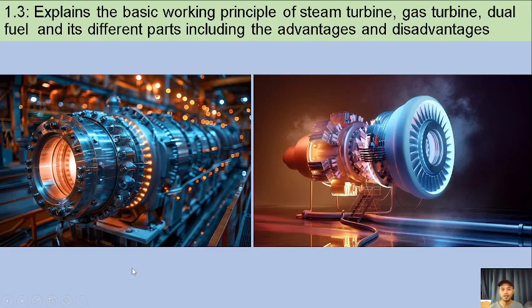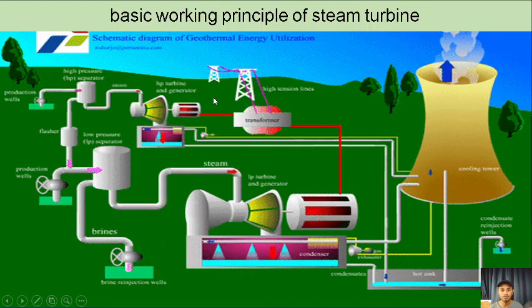Let's go with our third topic. We have explained the basic working principle of steam turbine, gas turbine, dual fuel, and its different parts, including the advantages and disadvantages. Okay, so let's go. So we have here a basic working principle of a steam turbine. So how does this work?